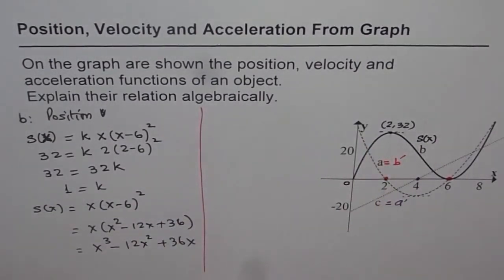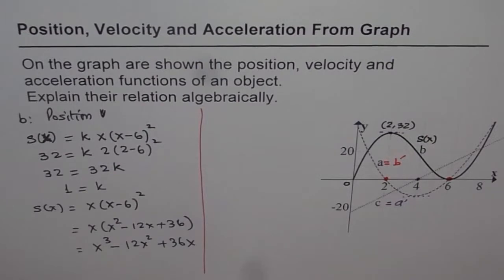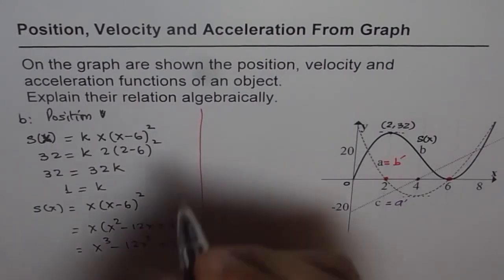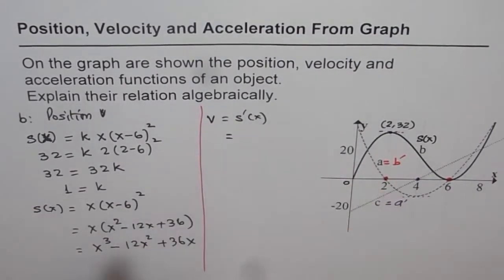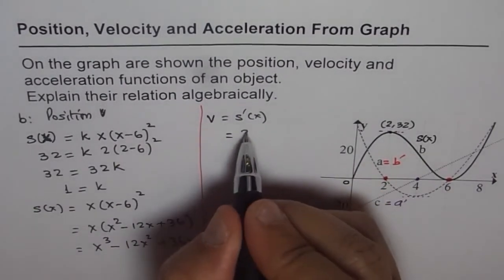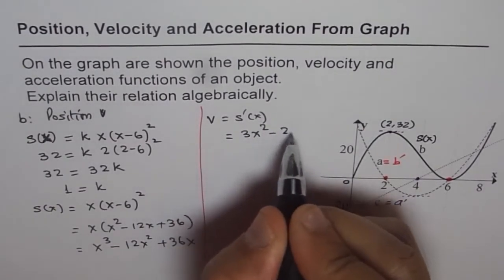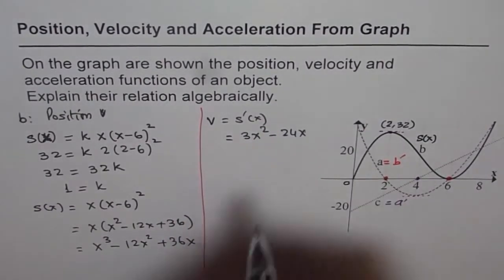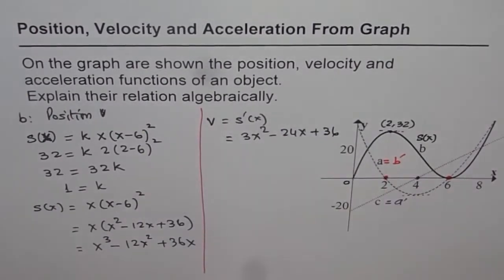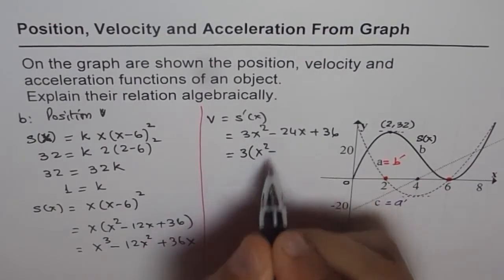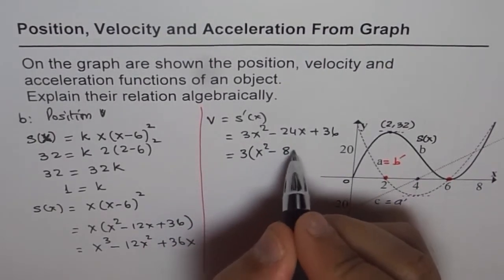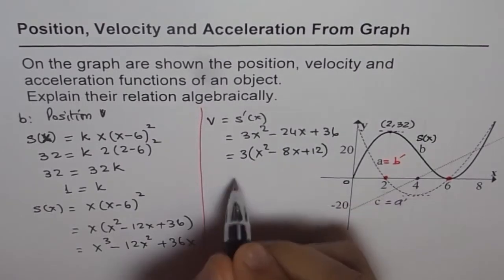Right? And now let's figure out if s of x is equal to x cubed minus 12x squared plus 36x, what should be the velocity? Velocity is derivative of displacement, right? So we can take the derivative of this function. We get 3x squared minus 24x plus 36. This we can factor: 3, and if you divide by 3 you get x squared minus 8x plus 12.